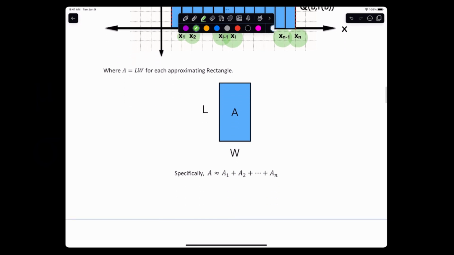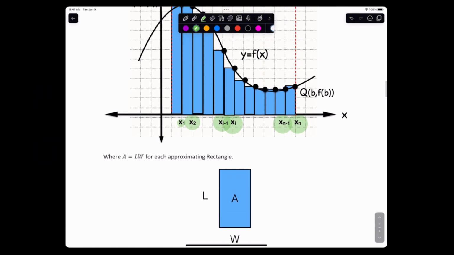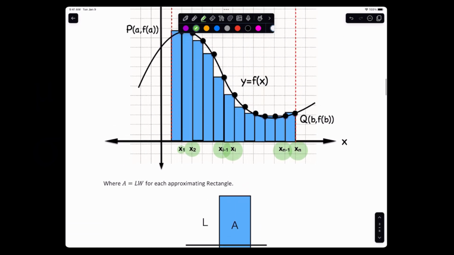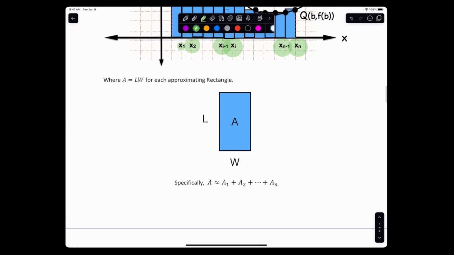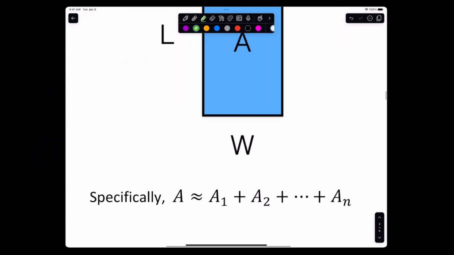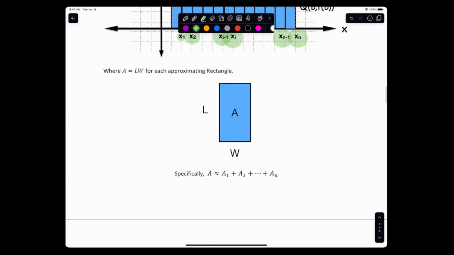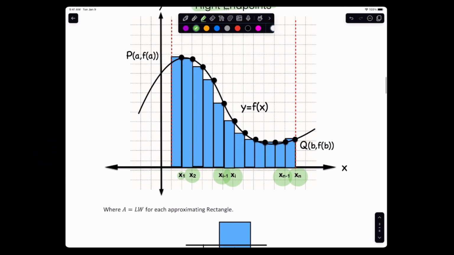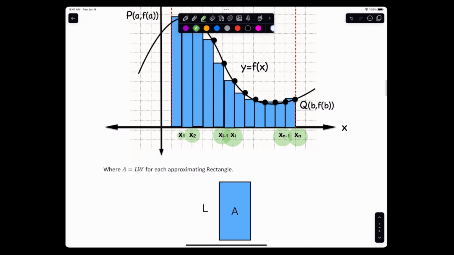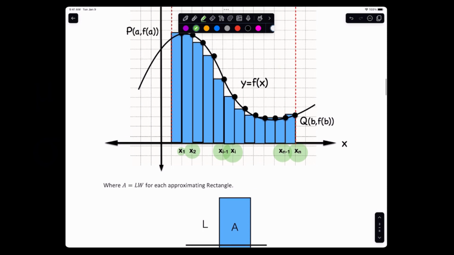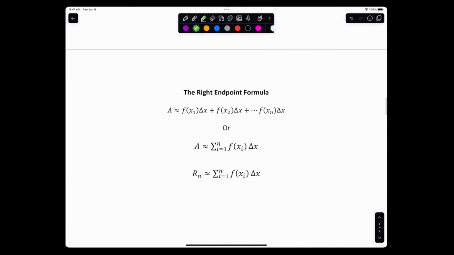How do you get the area? Length times width. So the area in this picture, if you have n subintervals, you have n rectangles. So that whole area is approximately A1 plus A2 plus up to An. So this accounts for all n of those rectangles. You guys okay with that? Easy peasy? This is calculus, by the way. It's crazy.